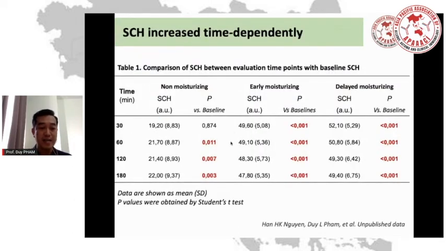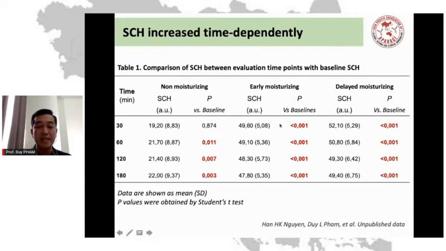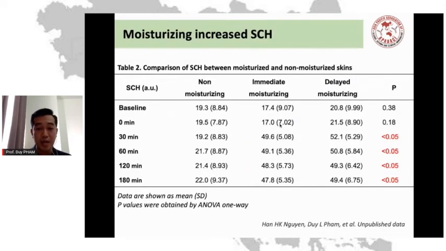We found that in the non-moisturized skin, the SCH spontaneously increased after 60 minutes. And in the moisturized skin, the SCH significantly increased right after applying the moisturizer. When we compare the SCH level between moisturized skin and non-moisturized skin, we found that the moisturized skin, immediate or delayed, had significantly higher SCH level compared to non-moisturized skin.